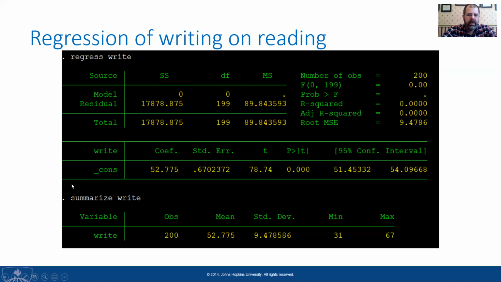But I wanted to point out, I've regressed writing ability on nothing. If I summarize the writing variable, I see that I have 200 observations for writing. The average writing score is 52.775. That matches the constant term. Because we have regressed writing ability on nothing, the linear regression output returns an intercept, or beta naught term, that has a value equal to the sample mean of the outcome variable, which is writing.